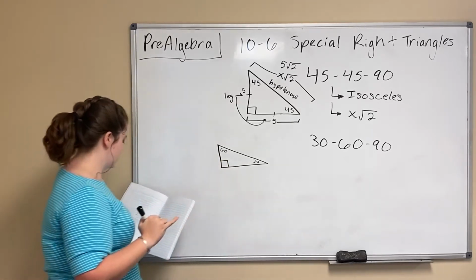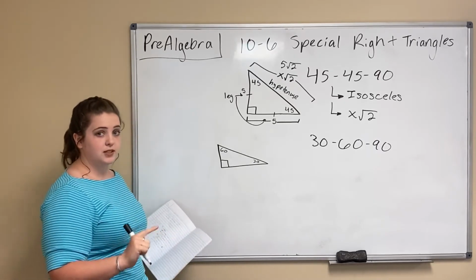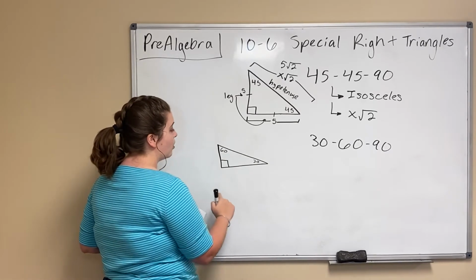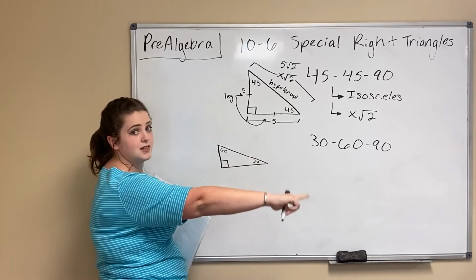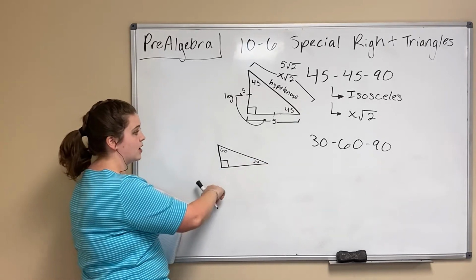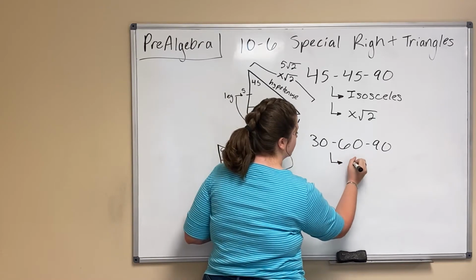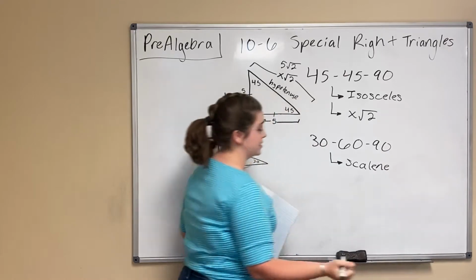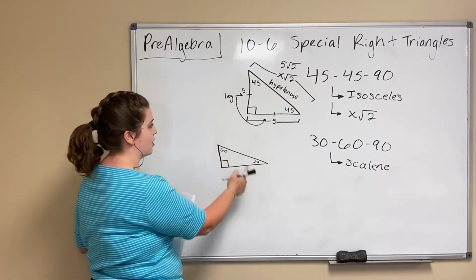Now what we're going to be able to know about a 30, 60, 90 triangle is that whereas this one will always be isosceles, 30, 60, 90 triangles will always be scalene. What do I mean when I say scalene? You should remember, scalene means none of the sides are equal.